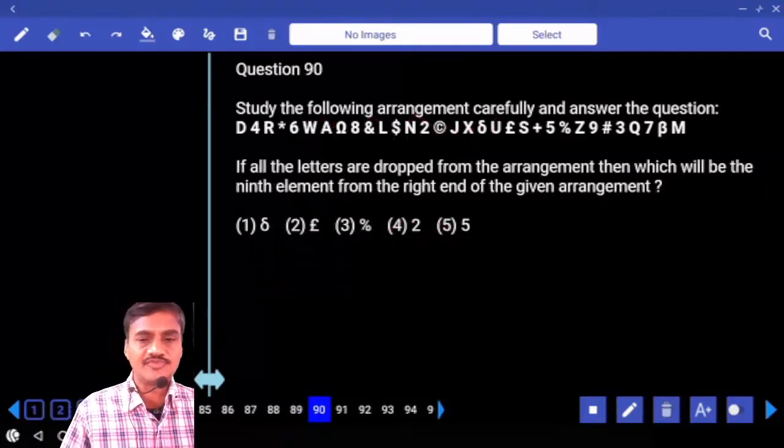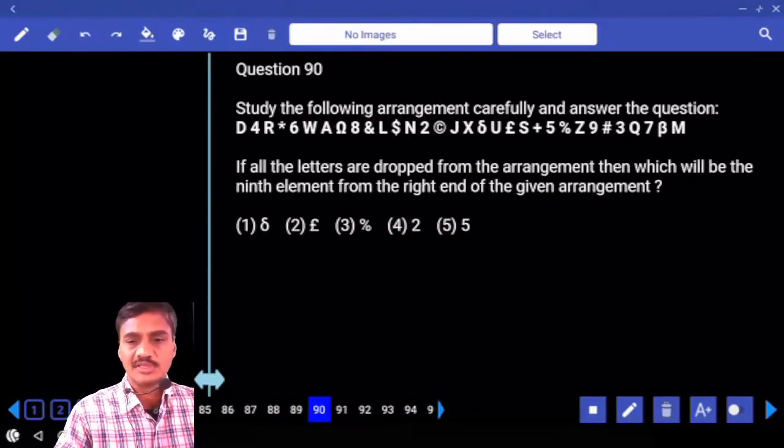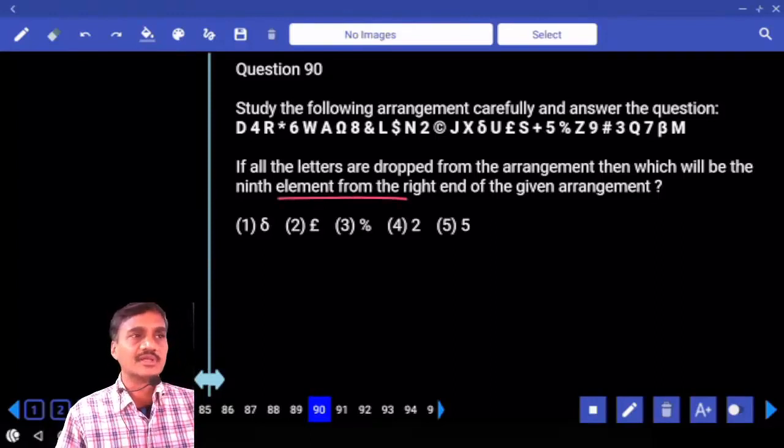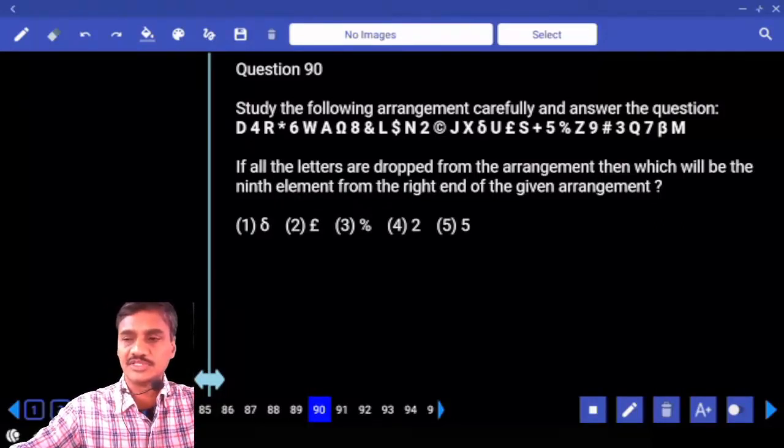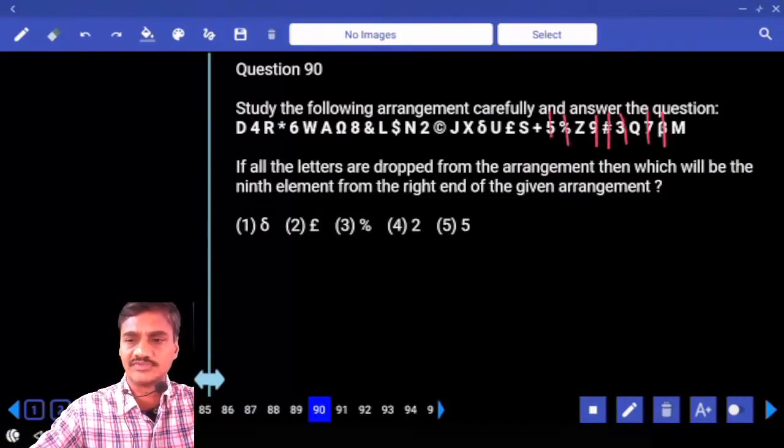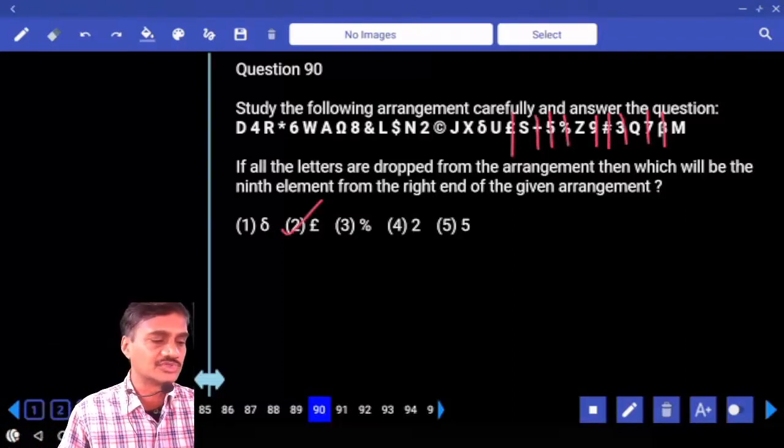Next, question 89 onwards in the arrangement: if all the letters are dropped from the above arrangement, which of the following will be the ninth element from the right-hand side? Start counting from the right without the letters: 1, 2, 3, 4, 5, 6, 7, 8. The ninth element is pound, that is choice 2.